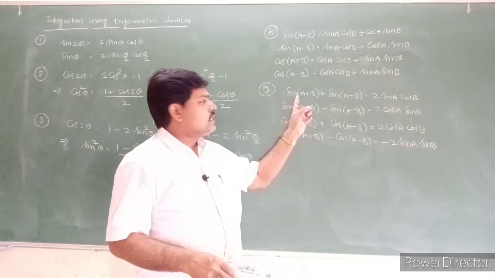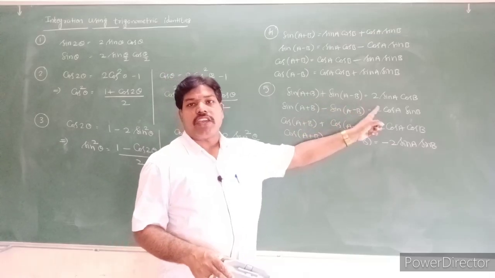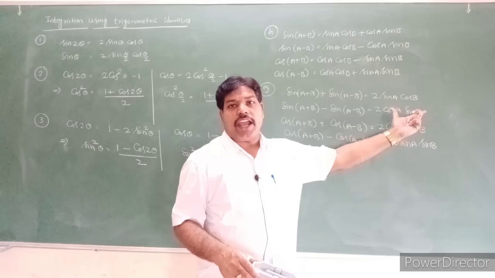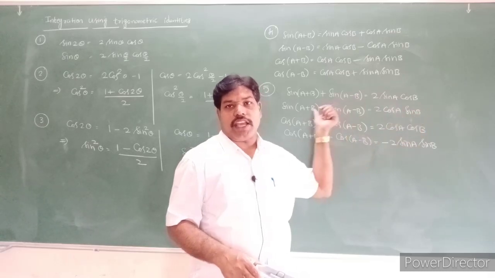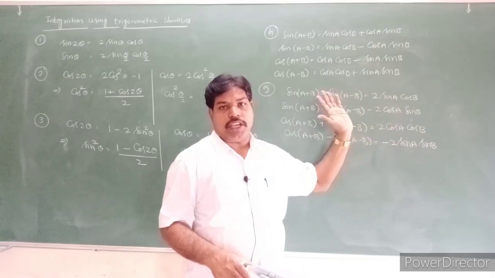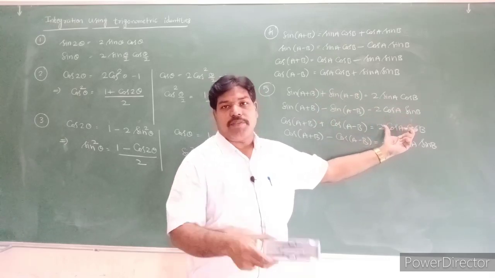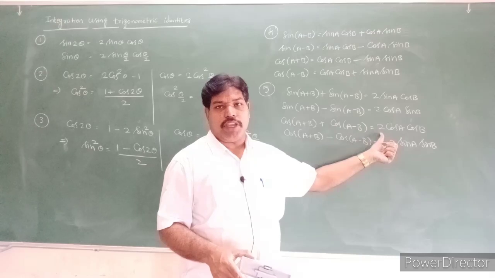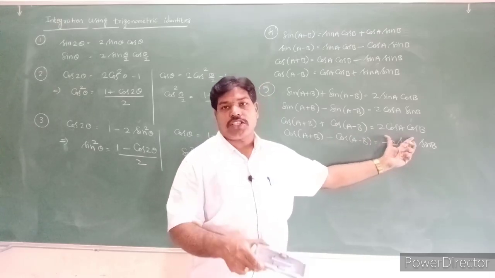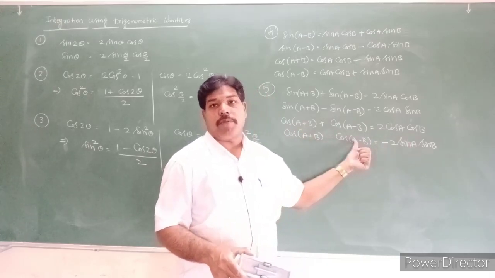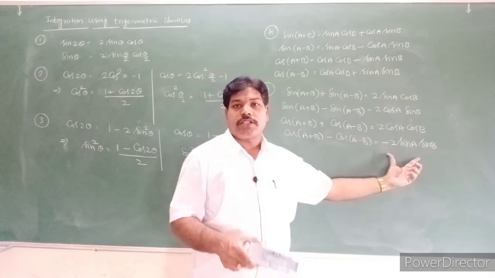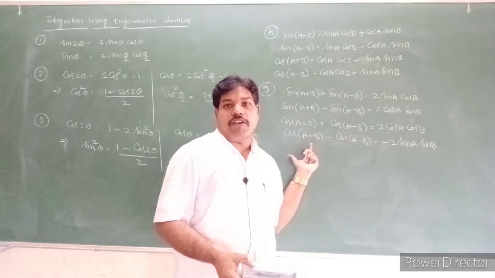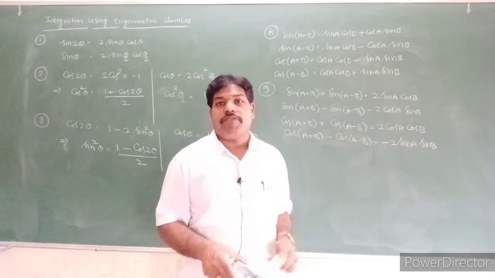So see that one. Sin of a plus b plus sin of a minus b gives 2 sin a cos b. Sin of a plus b minus sin of a minus b gives 2 cos a sin b. Cos of a plus b plus cos of a minus b gives 2 cos a cos b. Cos of a plus b minus cos of a minus b gives minus 2 sin a sin b.